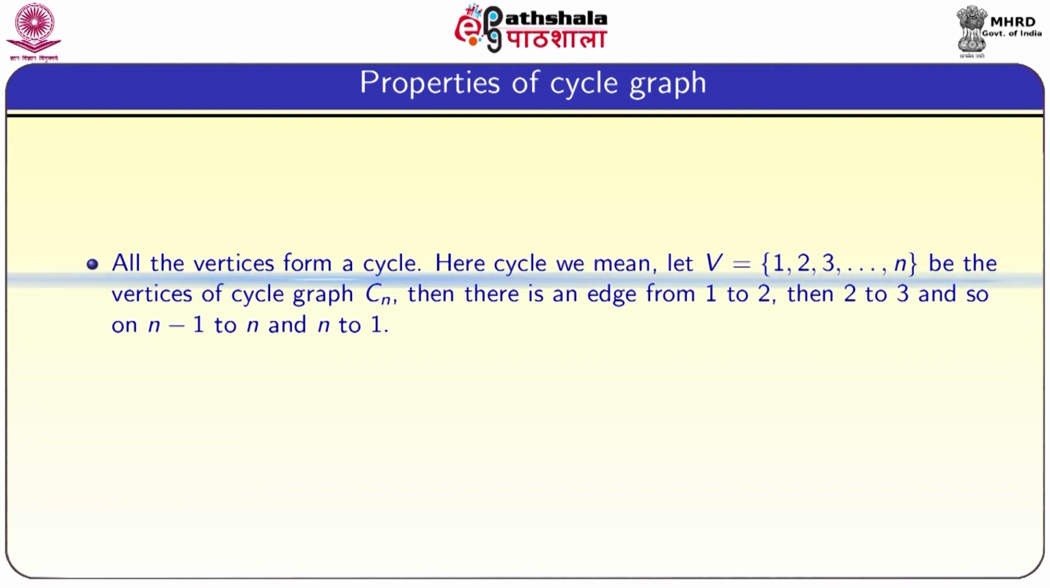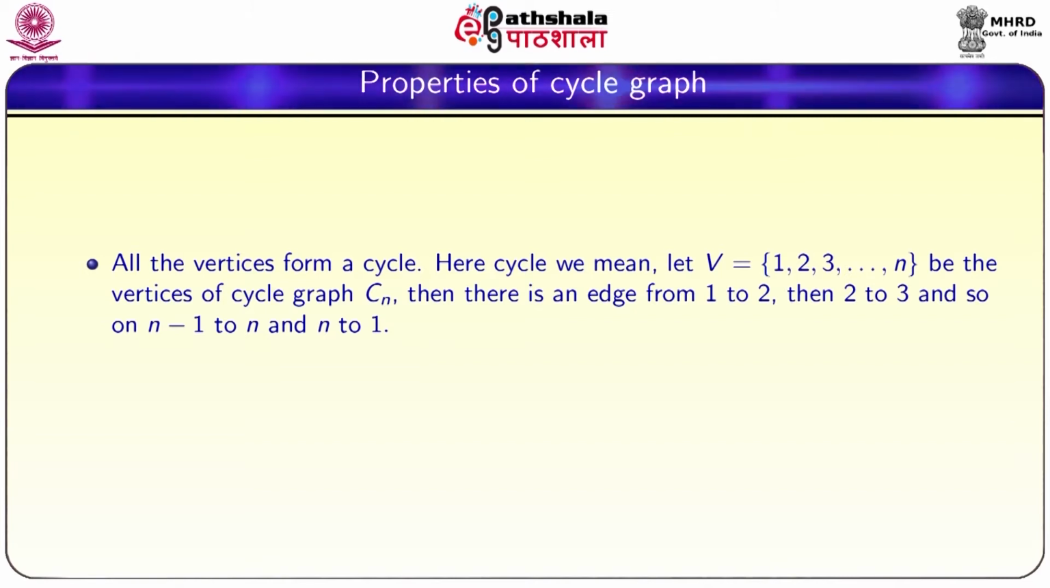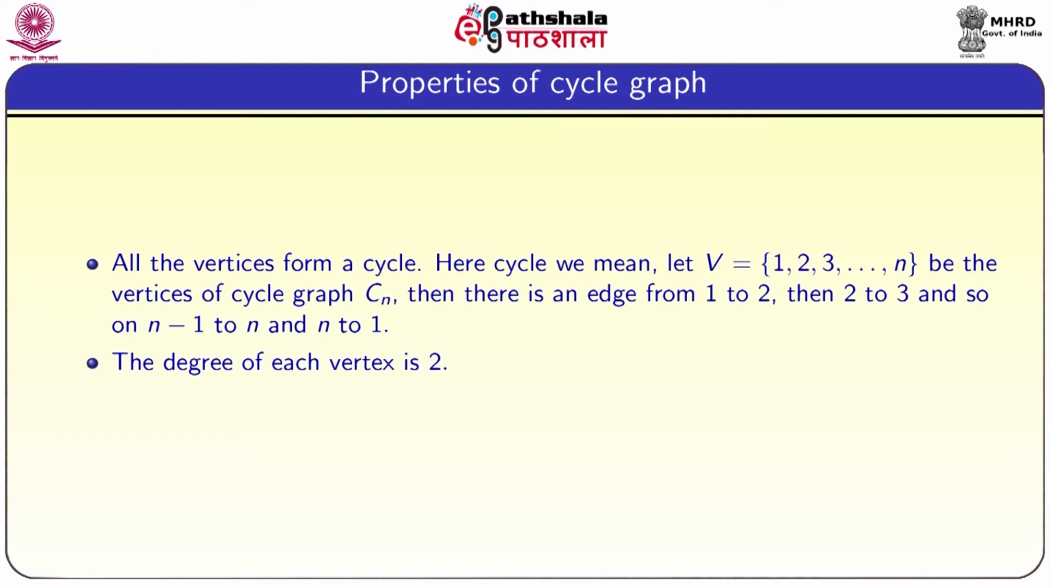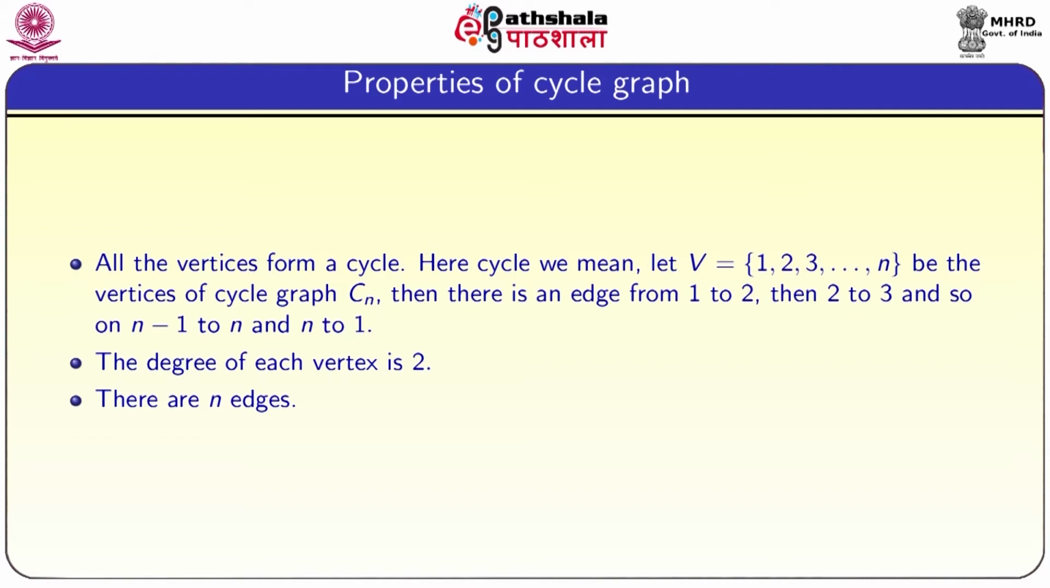All the vertices form a cycle. Here by cycle we mean that the vertex set V equal to V1, V2 and so on Vn be the vertices of cycle graph Cn. Then there is an edge from 1 to 2 and then 2 to 3 and so on, from n minus 1 to n and then n to 1. That is what we mean by cycle. So consequently the degree of each vertex is 2 here. There are n edges, so the number of vertices is equal to the number of edges for this graph.